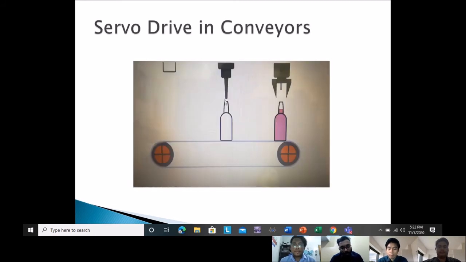Okay, we go to the first one. The first application is the servo drive in conveyors. Before we go on further, we would like to see the video of the conveyors.